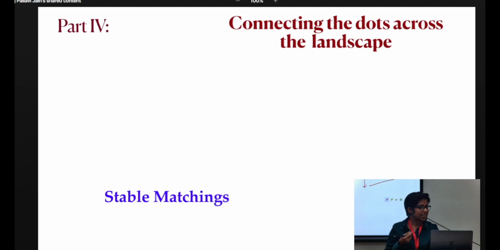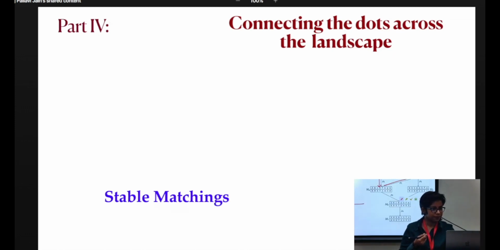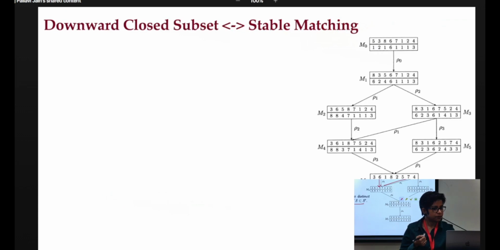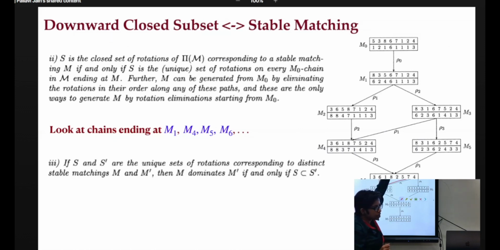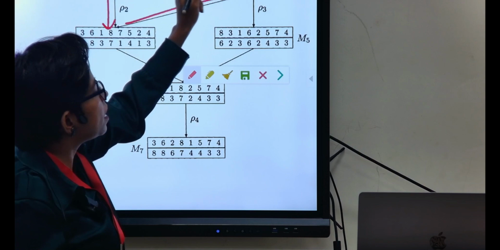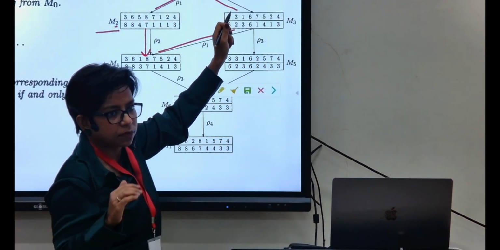The last slide. Can you quickly give a recapitulation of what was rho 1 here? Rho 0 is the rotation exposed in the man optimal stable matching. M0 is the man optimal stable matching, and rho 0 is the unique rotation exposed there. So the only way I can get to another matching is by eliminating rho 0. When I eliminate rho 0, I get a matching M1. M1 contains not one but two rotations exposed, those are rho 1 and rho 2. Is the figure clear?